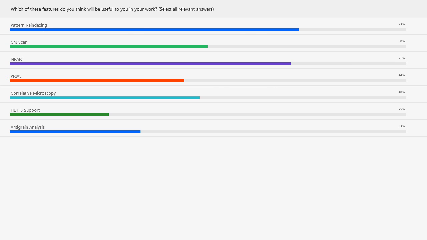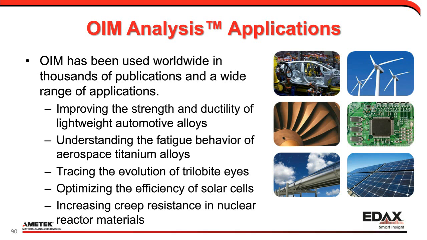So, to wrap things up into a big picture, there's lots of data, there's lots of features, there's some nice, exciting new features, and it can be applied to all sorts of characterization problems. We've looked at automotive alloys, fatigue in titanium. One of the more novel ones is looking at the evolution of trilobite eyes, solar cells, creep in nuclear materials. But essentially, if something's crystalline, you can start to think about using EBSD to analyze it. There's a lot of applications. It's been really rewarding to watch the growth of these applications over the years.